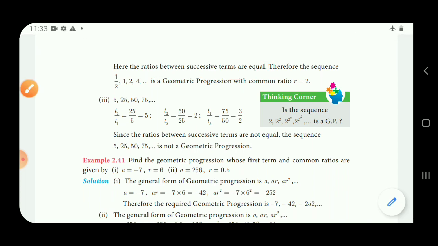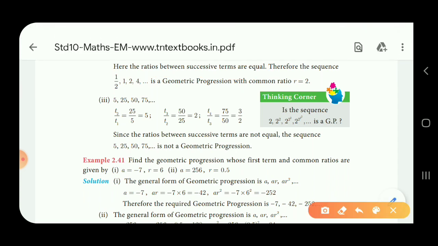Next, you can see the third one. Likewise you can check: 5, 25, 50, 75. t2 by t1, second term 25 divided by first term 5, so 25 by 5; t3 by t2, so 50 by 25; t4 by t3, so 75 by 50, which cancels to 3 by 2. Since the ratios between successive terms are not equal, the sequence 5, 25, 50, 75 is not a geometric progression.